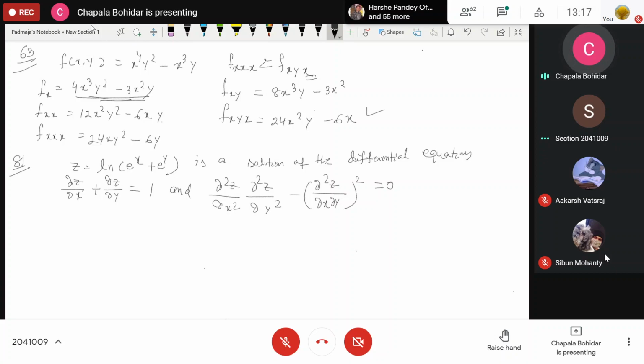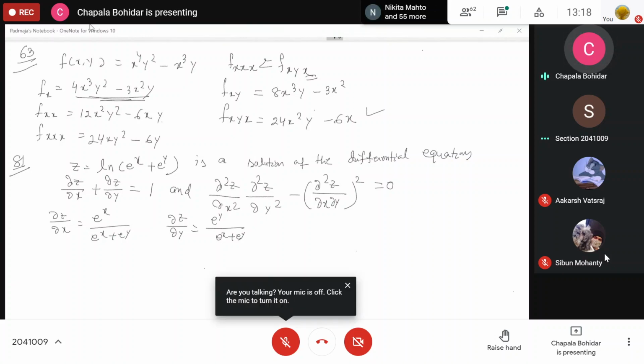What is del z by del x? E to the power x by e to the power x plus e to the power y. Very good. Similarly, del z by del y, what you get? E to the power y by e to the power x plus e to the power y. So if you are adding, you are getting 1 or not? Yes, ma'am.